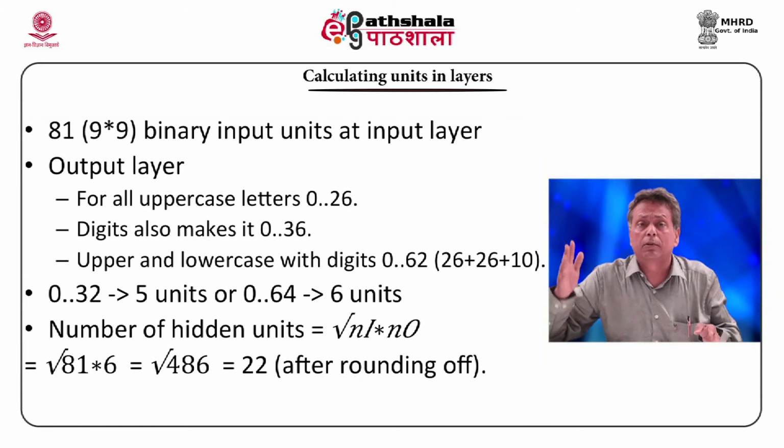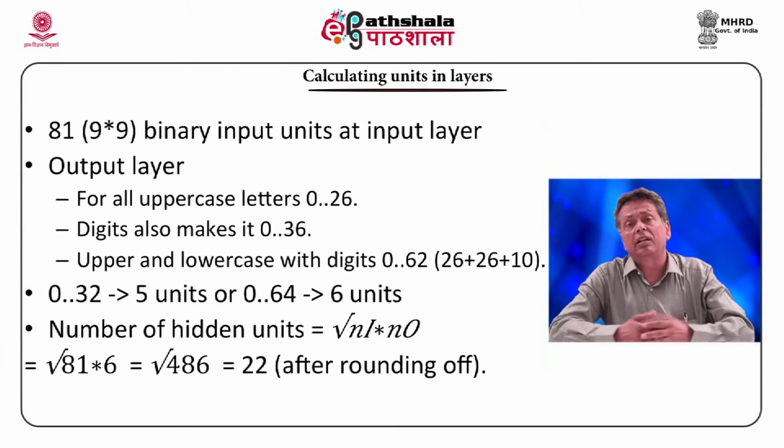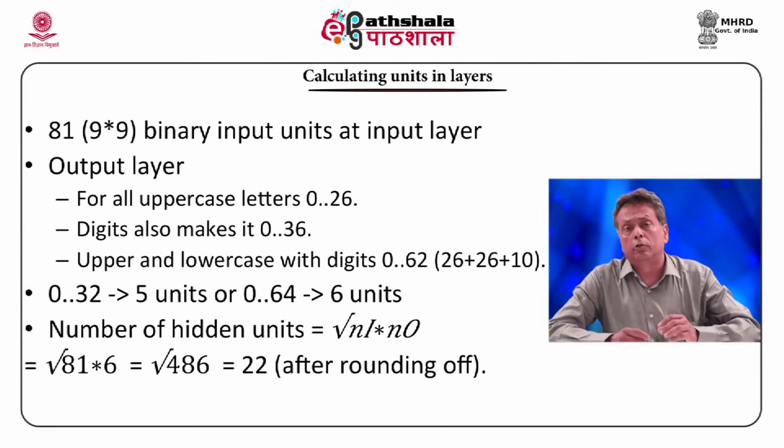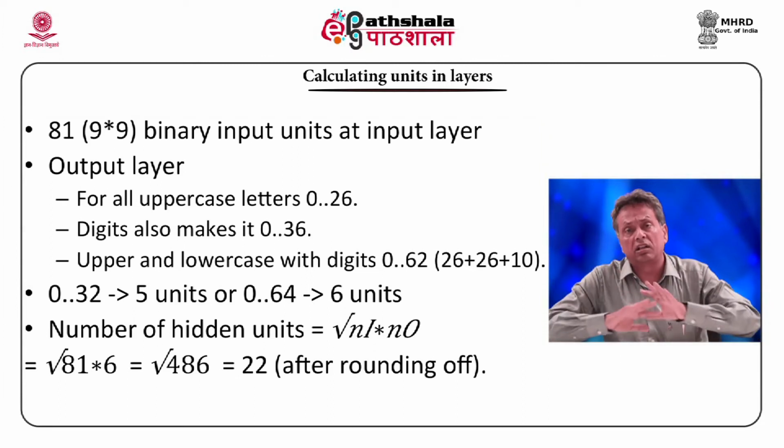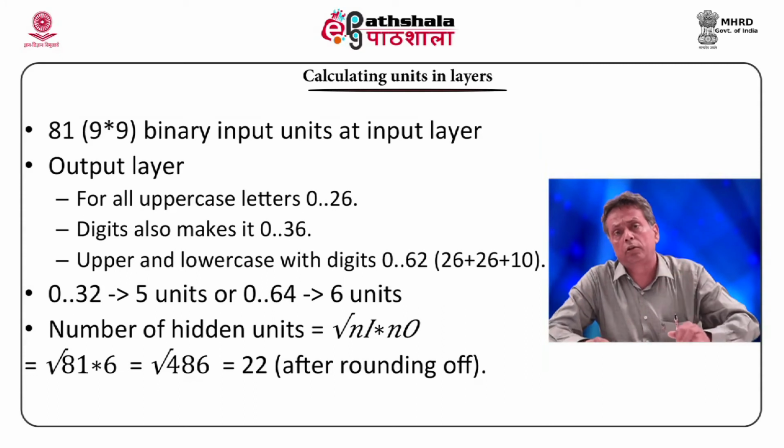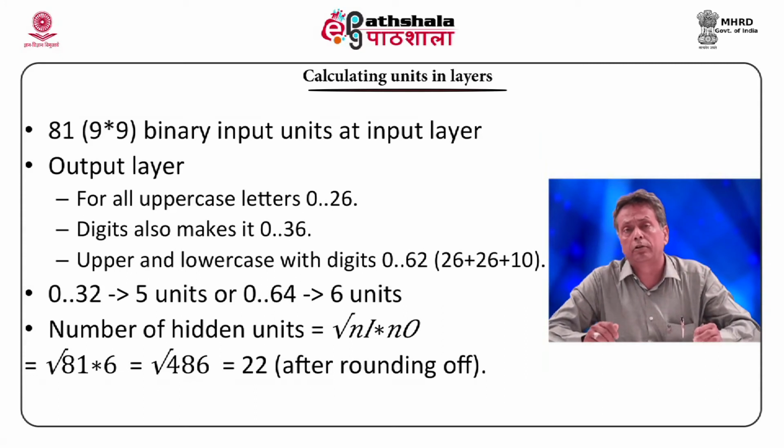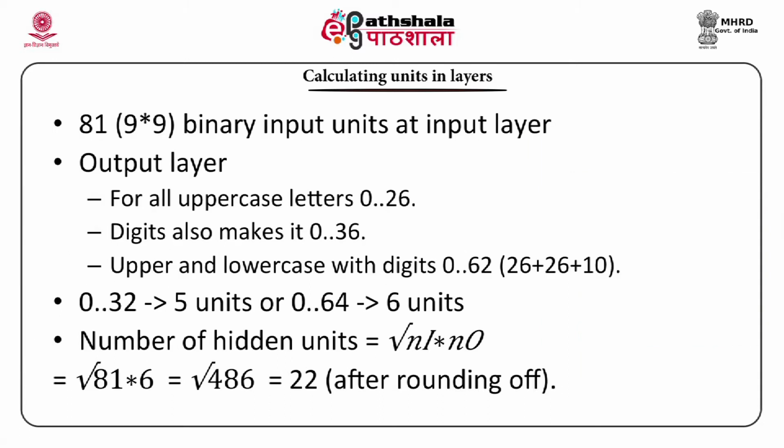The output units will be 5 or 6. How will you decide the hidden layer? The number of hidden units: people have worked on this and decided that the best value for the number of hidden units can be calculated by using the geometric mean of the number of input units and the number of output units. That means multiply both of them and take a square root of it.